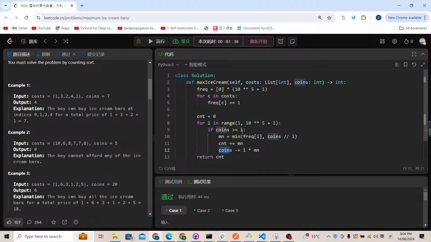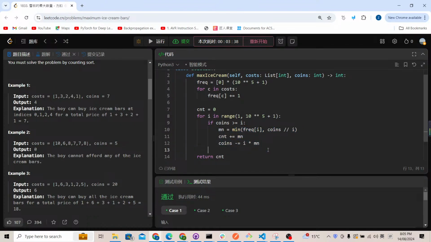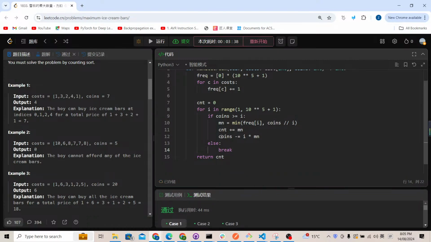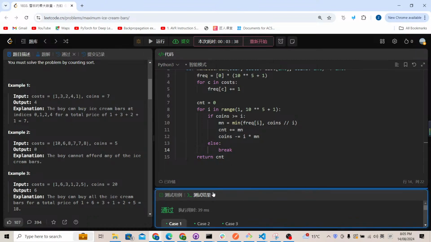If it is still more than or equal to the next I, we're going to check the minimum, count it, and check this cost array. Else, if the coins are less than I, it basically means from here we cannot buy it. If we cannot buy it, we're going to break the loop immediately. So we're going to break it. And finally, we just need to return this count.